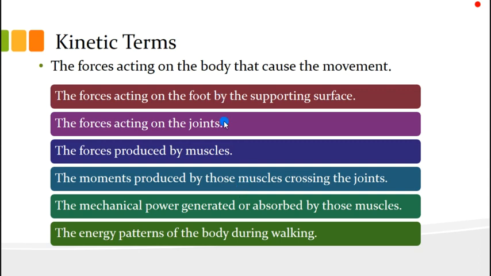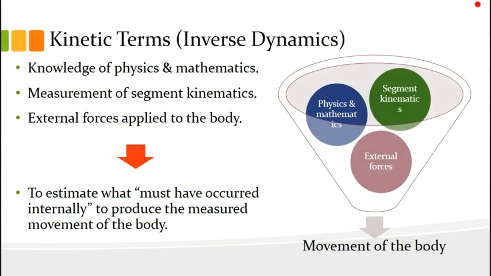So we're going to break these down into individual components, but this is just a summary of what we're going to go over. Basically, we're taking these three things together. We're taking segmental kinematics, we're taking the physics and mathematics, and external loads or forces, and this determines the kinesiology, the movement of the body, and essentially it's estimating what must have occurred internally to produce the outcome that the body is providing. And that's the thing we're observing, essentially.